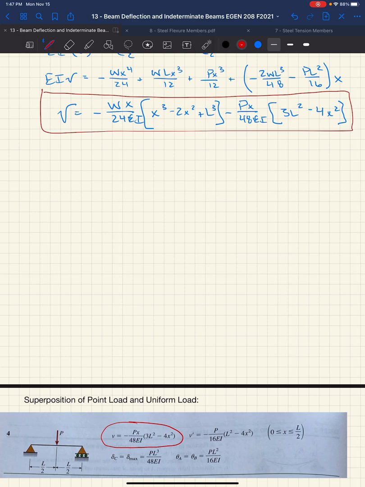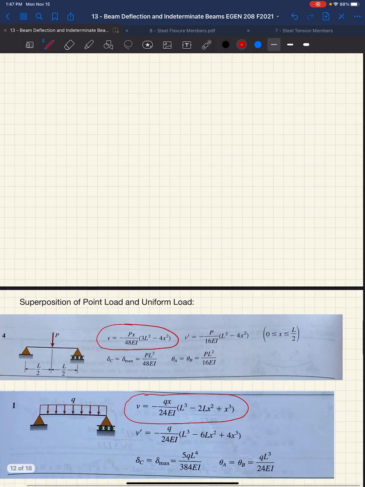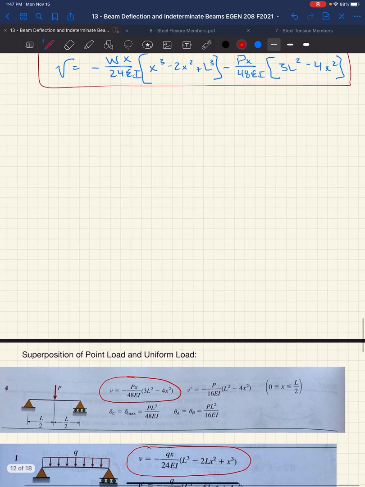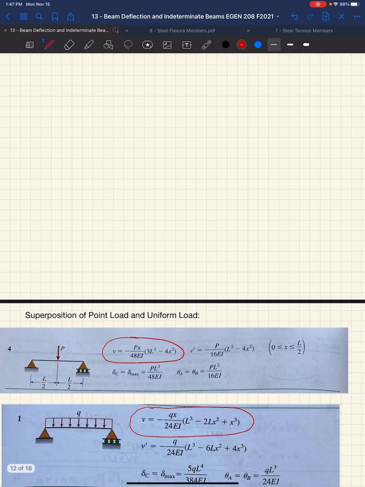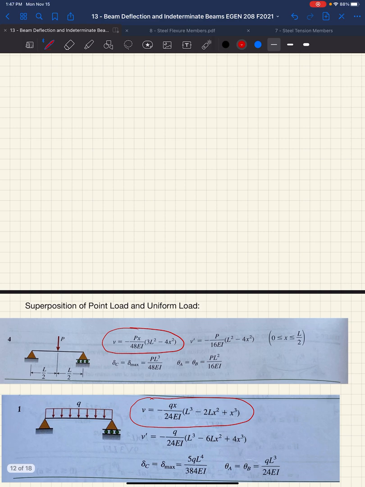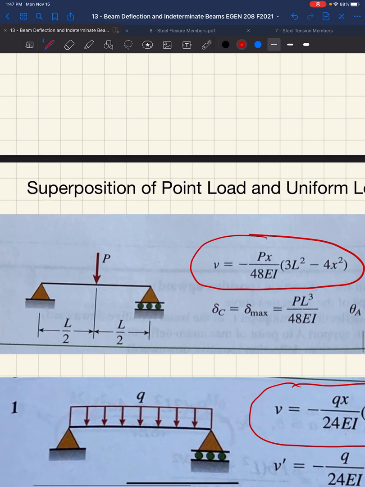That's the uniform load. What's the Q? Q is W. Oh, that's the W. Yeah, sorry, I just didn't read where it said and assumed it. Variable-wise, Q is the uniform load.